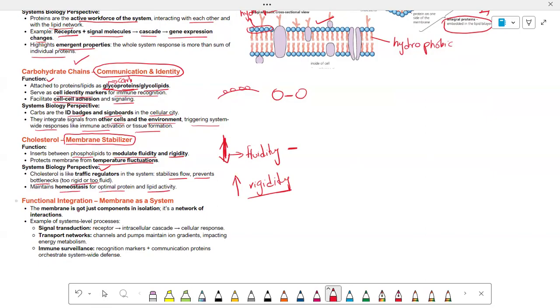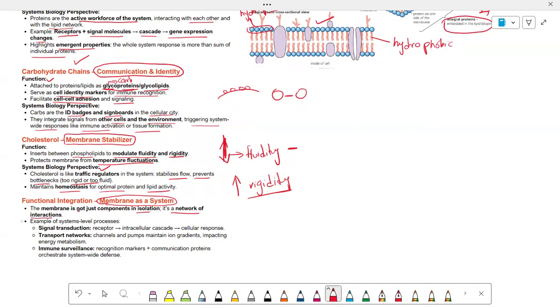It means it maintains the environment for optimal protein activity and lipid activity. The next one is functional integration. This paragraph tells how the membrane acts as a system. That's the systems biology. The membrane is not just a component in isolation; it's a network of interactions. It means all components interact with each other.